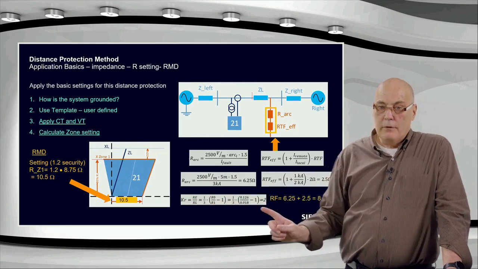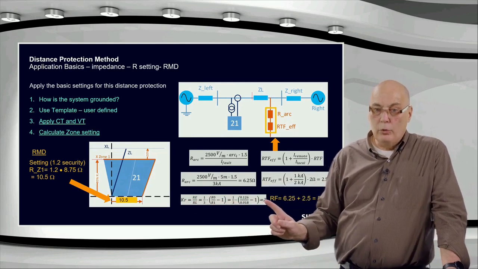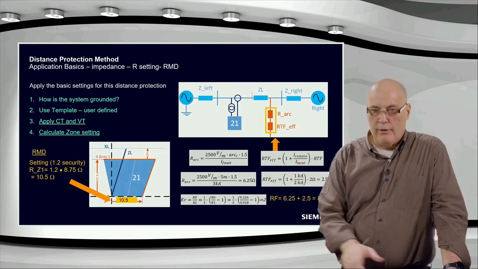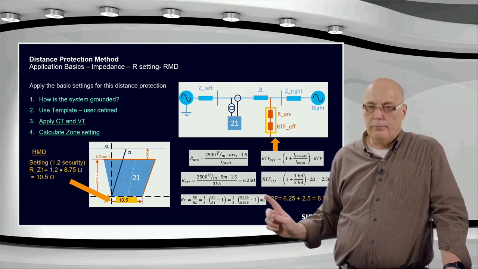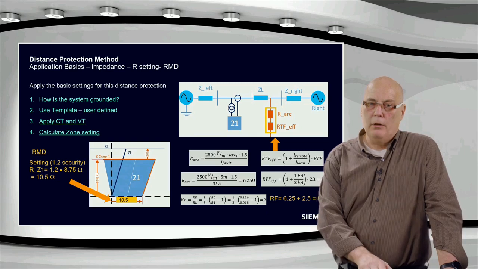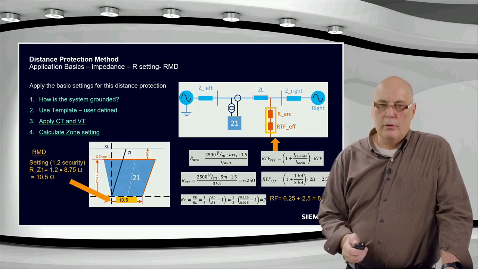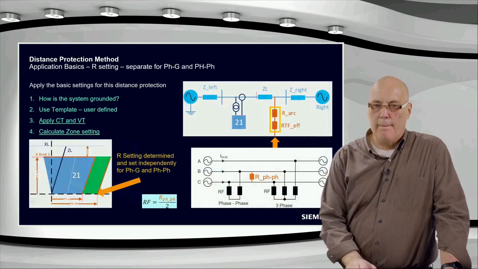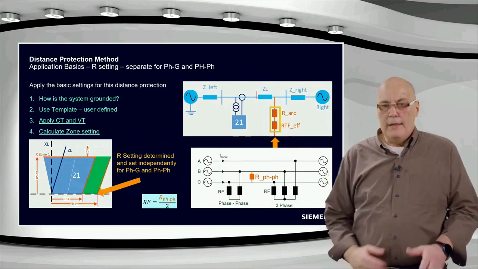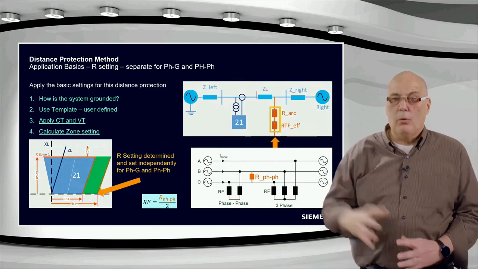Okay, so here you can see the calculated KR2. In the previous diagram, we divided by that setting KR2. Not so for the RMD. For the RMD, you don't consider that. It's not included. All right, that is for the phase to ground, but what about the phase to phase?